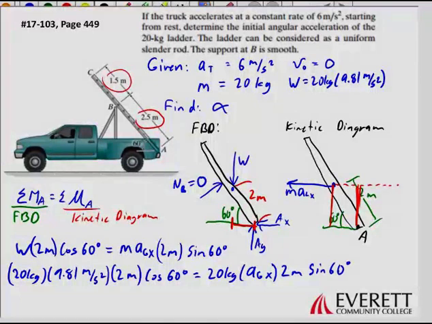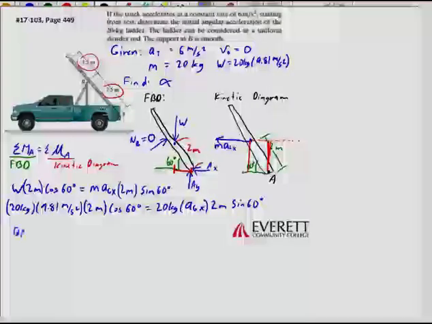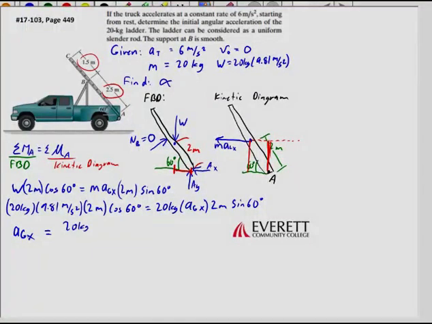Okay, at this point we just have to solve for the acceleration. Acceleration in the x direction is going to be equal to 20 kilograms. Luckily we have another 20 kilograms, so it's going to cancel that out. And then we multiply that by 2 meters, which is also going to cancel out. We have 2 meters on both sides. Both of those cancel out. And then on top we have 9.81 meters per second squared cosine of 60 over the top of sine of 60.